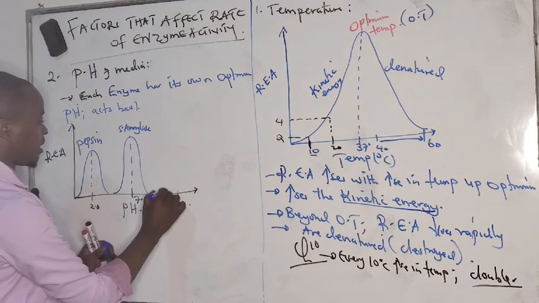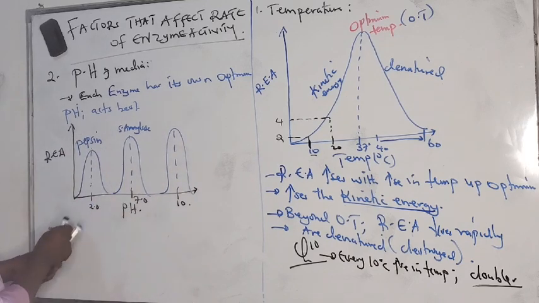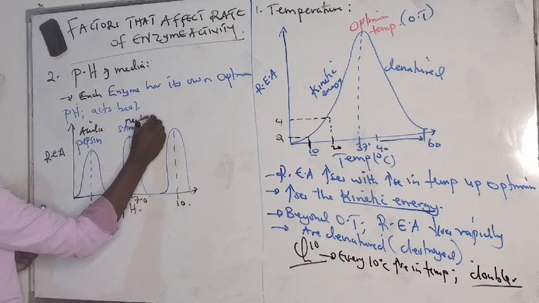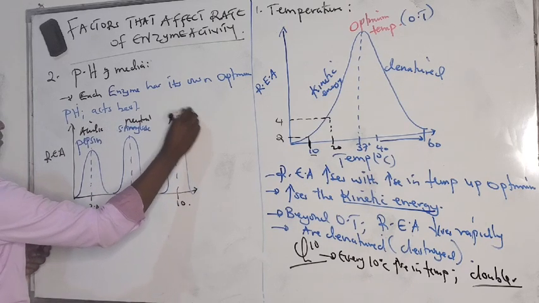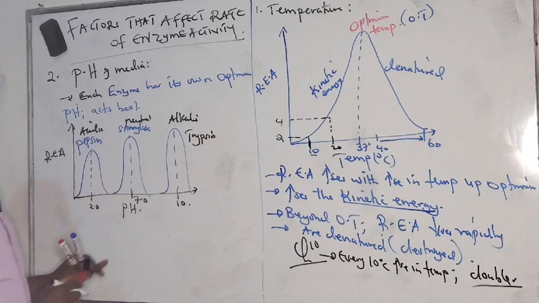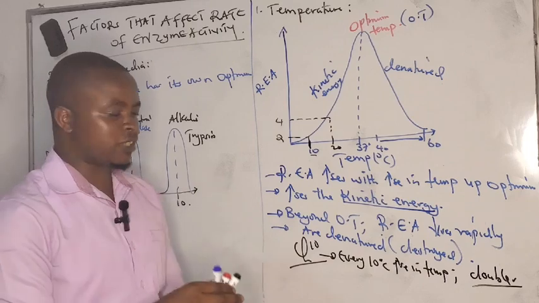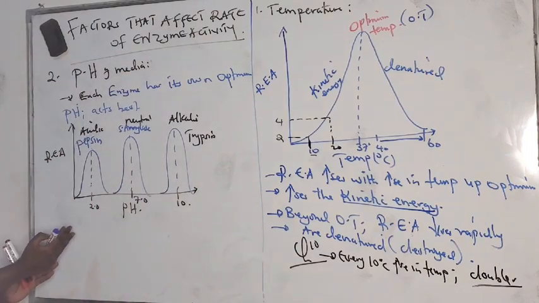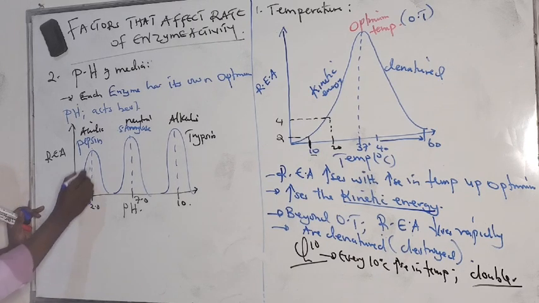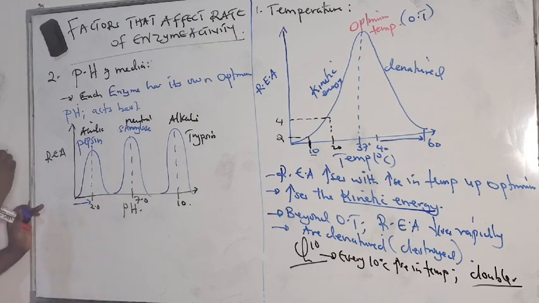Then we have other enzymes which act best in alkaline pH. So this is acidic, this one is neutral, and this is alkaline. We see an enzyme like trypsin, which works better in alkaline pH. But as you can see, if I consider the graph for pepsin, the rate of enzyme activity increases with increase in pH up to the optimum, beyond which it decreases rapidly.